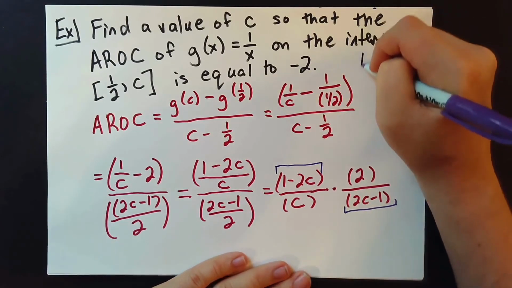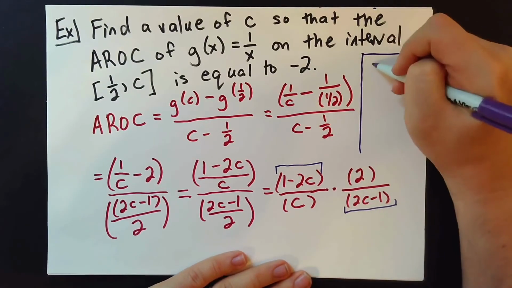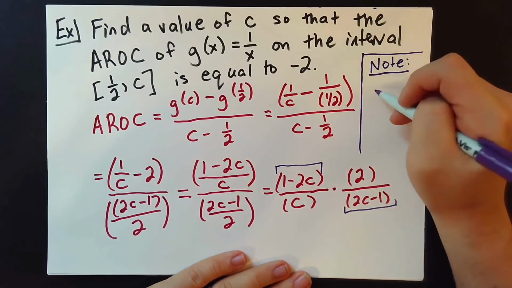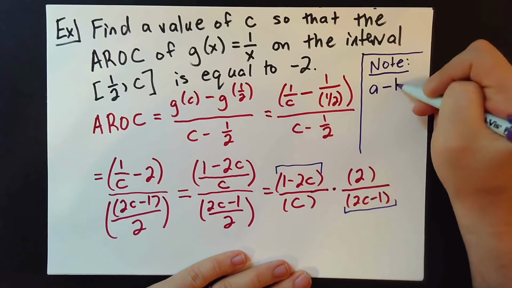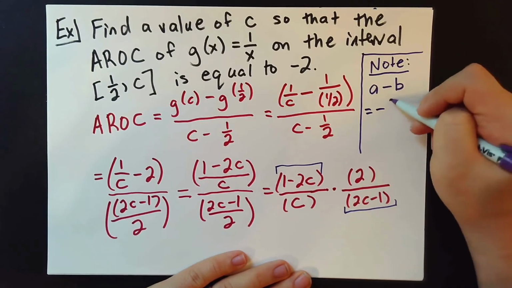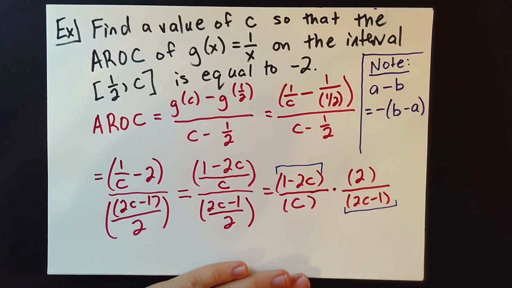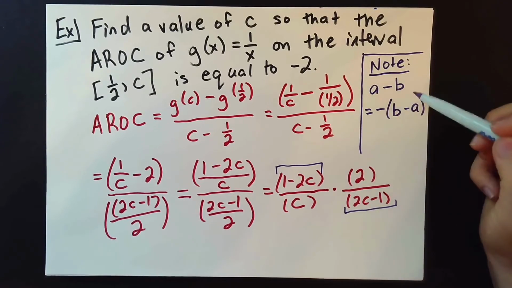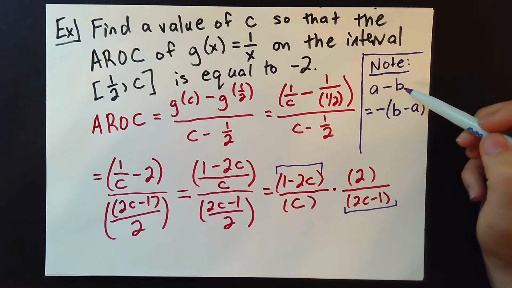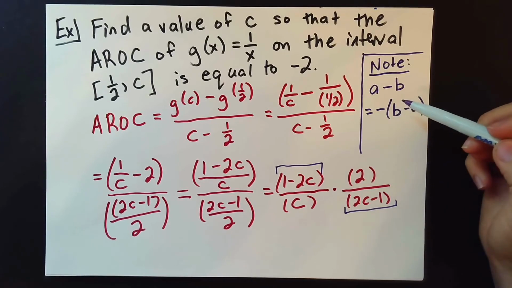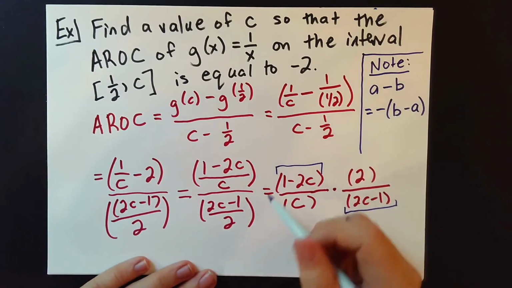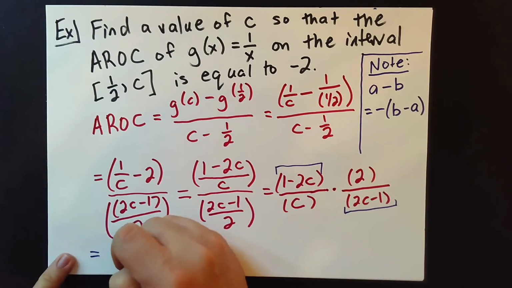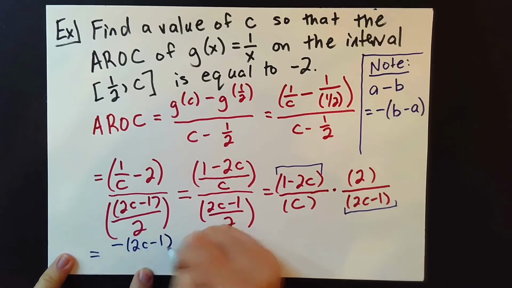And so here I want to note a particular algebra rule that you may not have thought about before, which is that a minus b is the same thing as negative b minus a. So if you change the order on a subtraction, all it does is put in a negative sign. So I'm going to do that here. Namely, I'm going to rewrite 1 minus 2c as minus 2c minus 1.